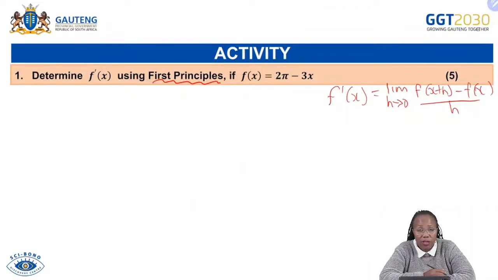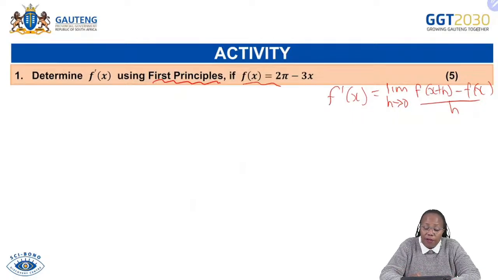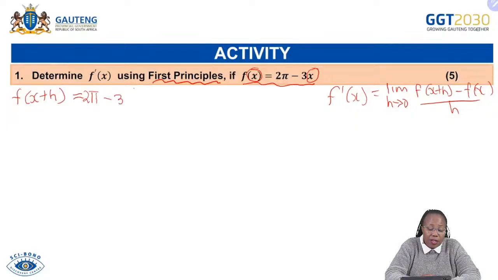Okay, great, Charles. Let's see how far you went with this one. You are determining the derivative using the first principle. If f at x is equal to 2 pi minus 3x. Remember, you have your f at x, where you have x now, you are going to substitute that with x plus h. That is your first step. It will be f at x plus h equal to 2 pi minus 3 into x plus h.